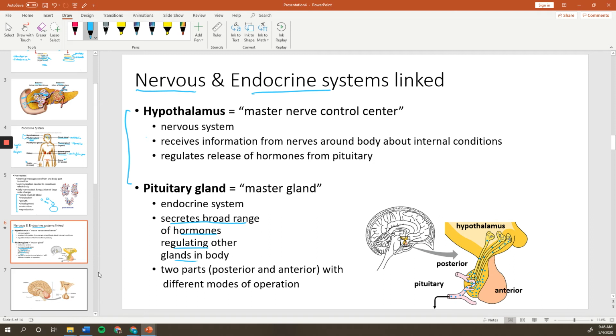We have two parts of the pituitary that we don't really need to know the difference between, the posterior and anterior, the front and the back. But these are two parts that we should just be aware of.